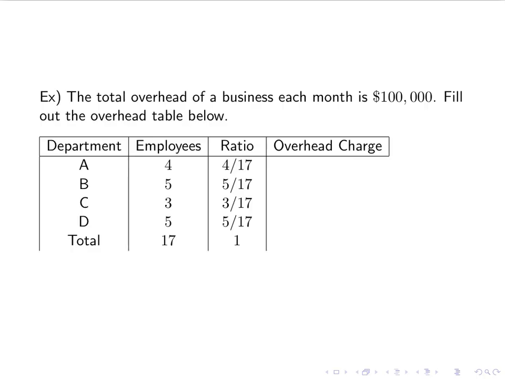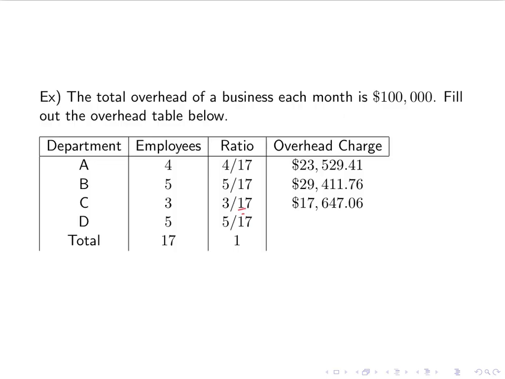So now for the overhead charge, I'm going to take 4/17 of $100,000. And I get the very lovely $23,529.41. So again, make sure you put all of it and you round to 2 decimals because that's what makes sense for money. Department B, I'll take my 5/17, multiply it by 100,000. $29,411.76. Department C, $17,647.06. Department D is the same ratio as Department B.